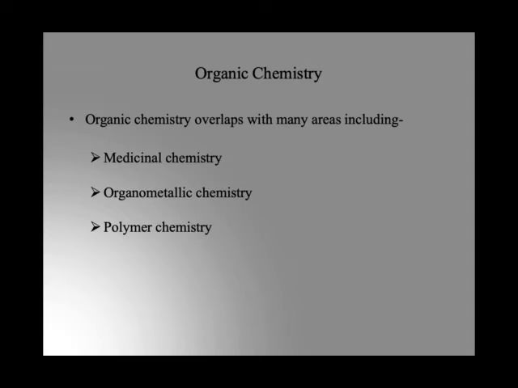Organic chemistry overlaps with many areas, including medicinal chemistry. It is the design, development, and synthesis of medicinal drugs. It overlaps with pharmacology, the study of drug action. Organometallic chemistry is the study of chemical compounds containing bonds between carbon and a metal. Polymer chemistry is the study of the chemistry of polymers.